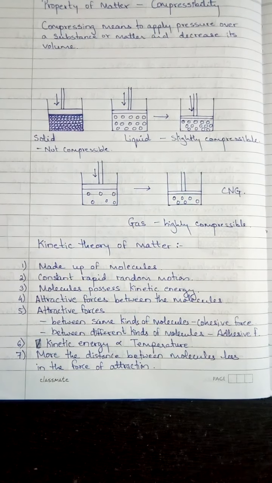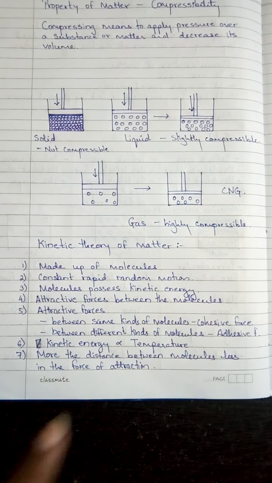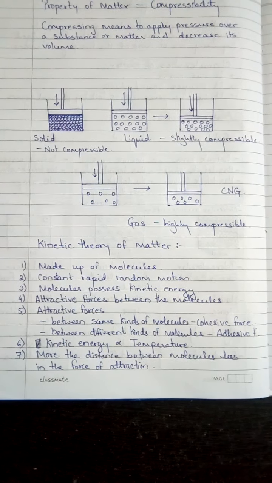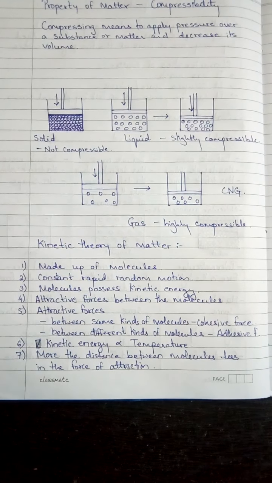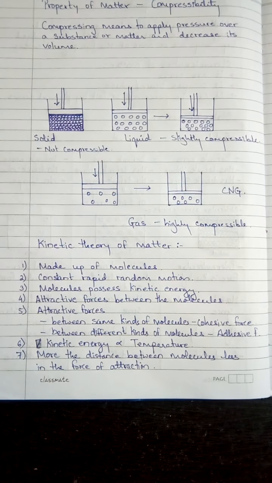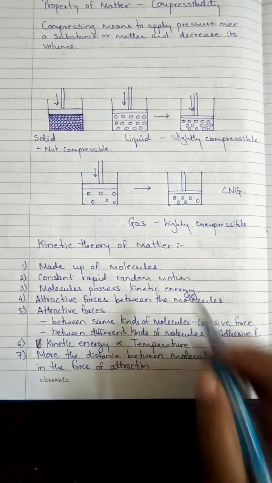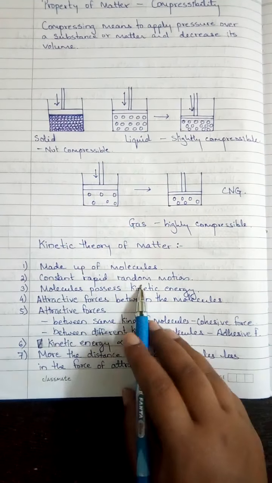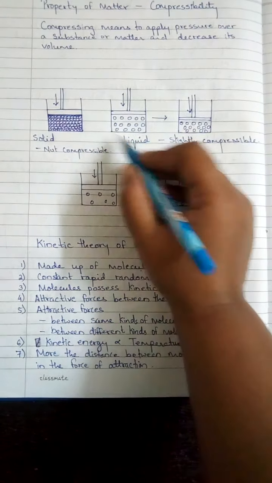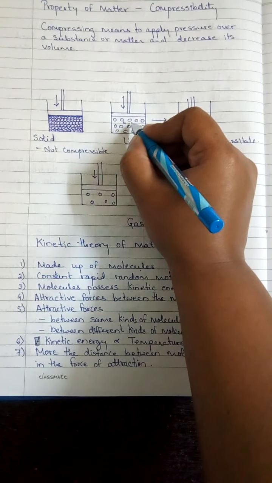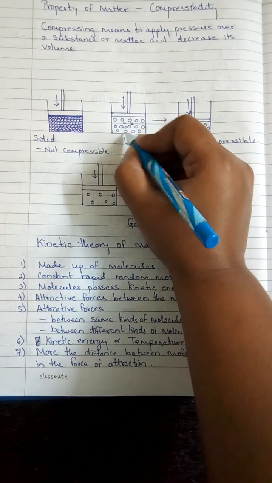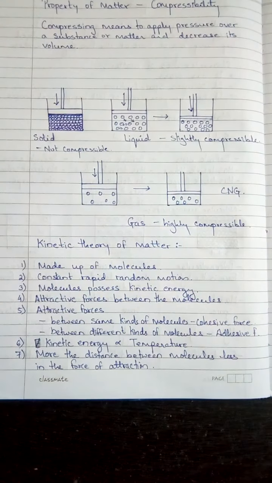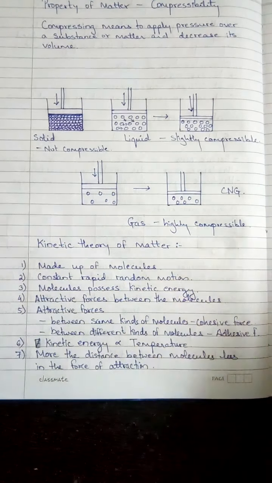Now coming to the kinetic theory of matter. The kinetic theory of matter has postulates that we are going to go through one by one. Matter is made up of molecules. All matter, whatever you find, solid, liquid or gas, is made up of small tiny particles called molecules. These molecules are in constant rapid random motion. They keep on moving from one place to another, anywhere, at random. They don't have any proper direction.